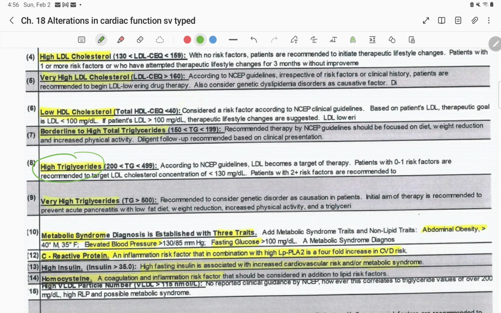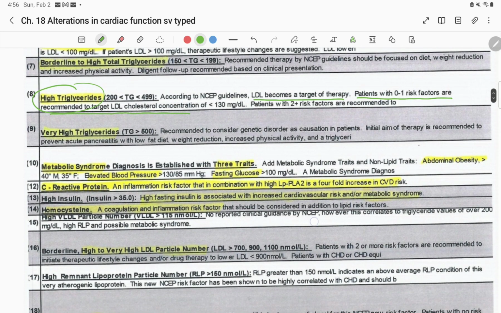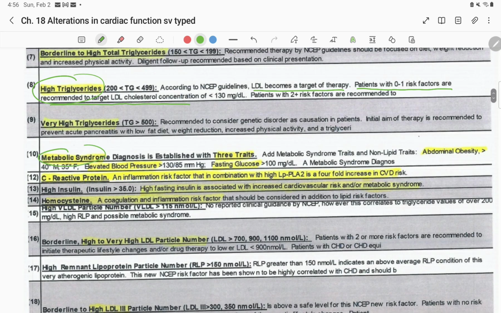Let's say a person comes back with high triglycerides. Then we get into LDLs becoming a target of therapy. Patients with 0 to 1 risk factor are recommended to target LDL cholesterol. What is metabolic syndrome? There are 3 traits: abdominal obesity, elevated blood pressure, and the third one is a high fasting blood glucose level. Having those 3 characteristics is very unhealthy. That's called metabolic syndrome.